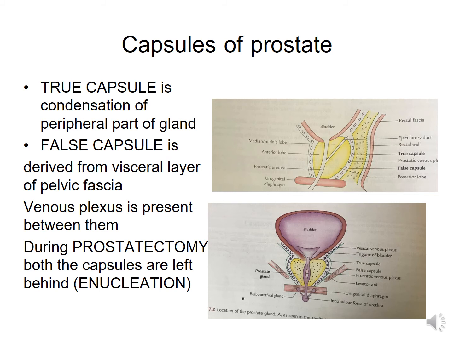Coming to the capsules, there are two capsules, true and false. The true is the condensation of the peripheral part of the gland itself, and the false is derived from the visceral layer of pelvic fascia. Then there are ligaments also, the medial and the lateral puboprostatic ligament, which join the prostate anteriorly with the pubic symphysis, and they are also the modification of the false capsule.